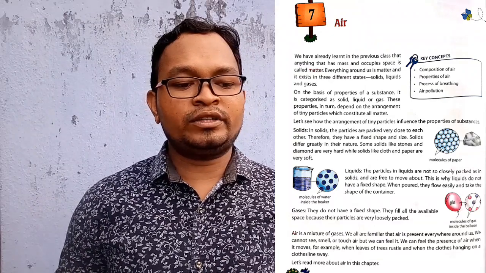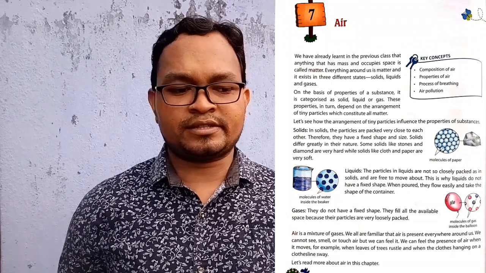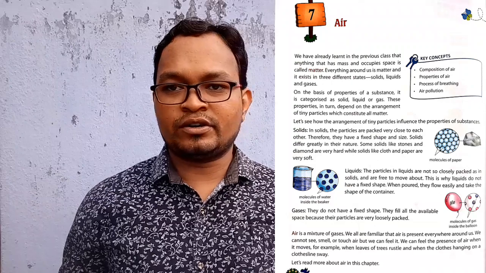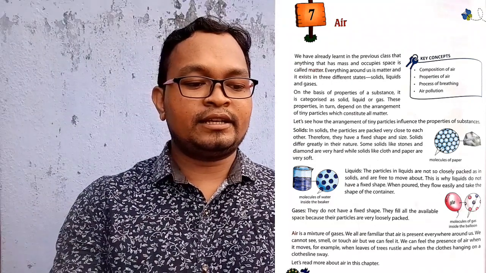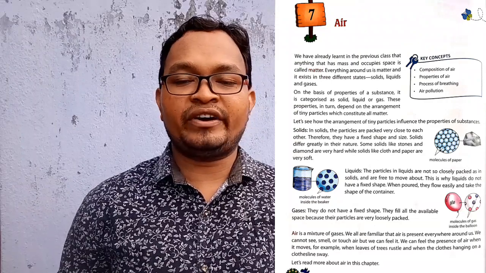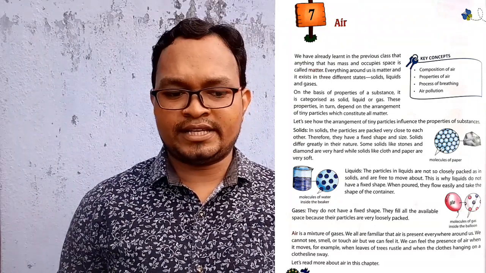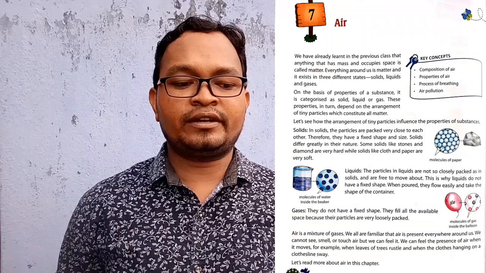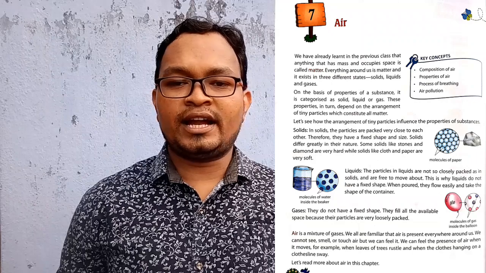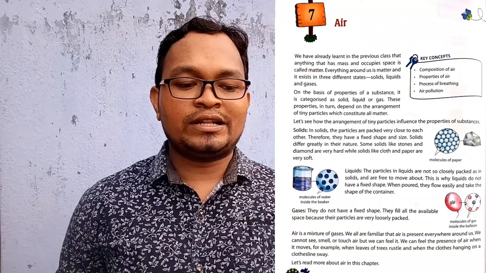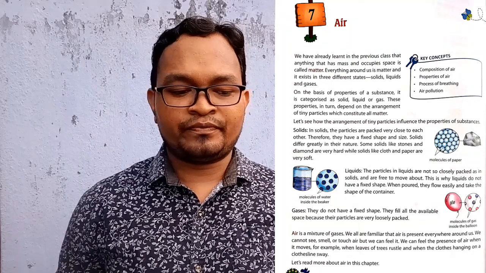Let's see how the arrangement of tiny particles influences the properties of substances. Solid. What is solid? We are going to see it here in the book. It says that in a solid the particles are kept very close to each other, therefore they have a fixed shape and size. Solids differ greatly in nature. Some solids like stones and diamonds are very hard, while solids like clothes and paper are very soft.